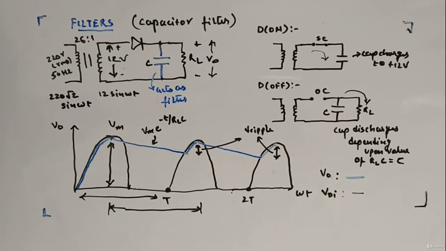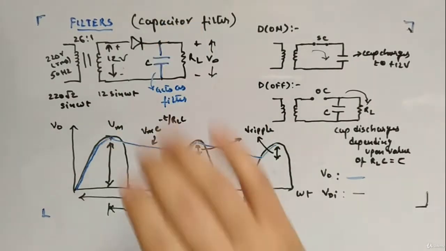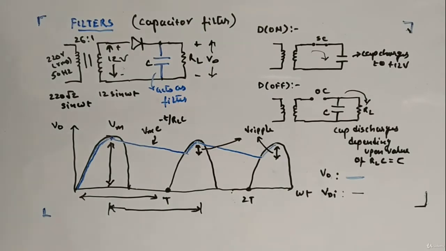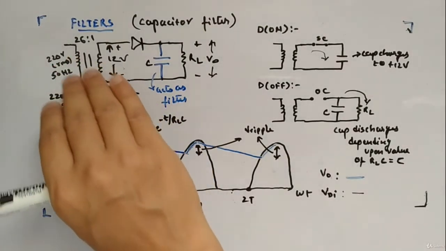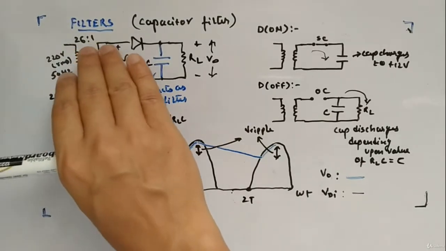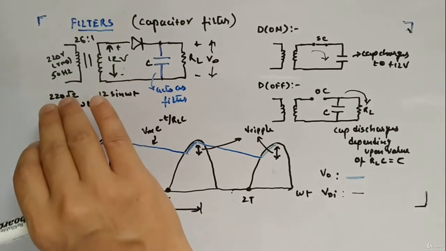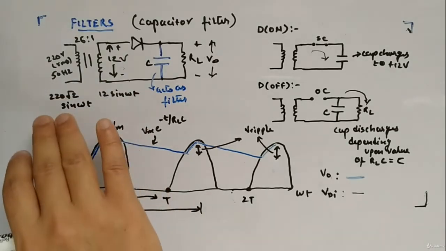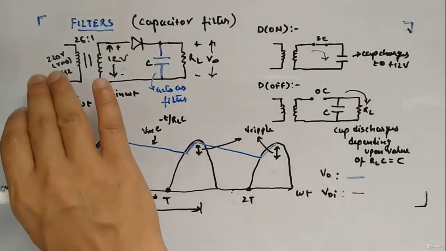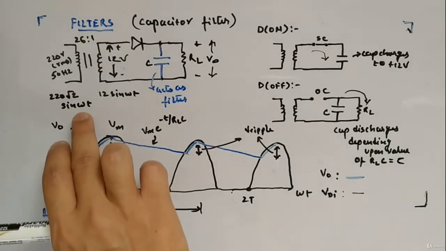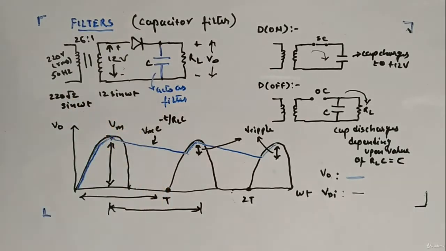Okay, so let's look at our first circuit, which is the capacitor filter. I am using it with a half wave rectifier. You are already familiar with this circuit. So a 220 transformer with 26 is to 1, that is the turn ratio. 220 volt RMS you are applying at 50 hertz. So the equation for this will look like 220 root 2 sine omega t, where omega is 2 pi f, f is 50.